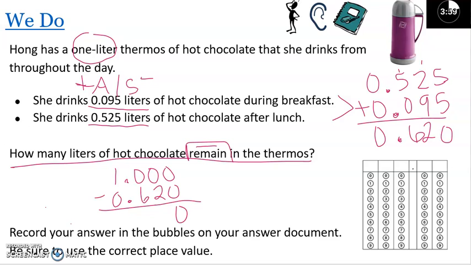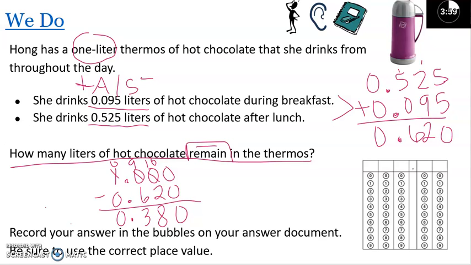And in my hundreds place, I know that I cannot subtract 2 from 0, so I borrow. This becomes 10, this becomes 9, and this becomes 0. So 10 minus 2 is 8, 9 minus 6 is 3, bring down my decimal, and in my ones place I'm left with a 0. So she has 380,000 remaining.